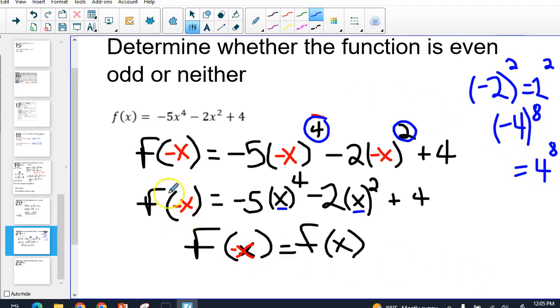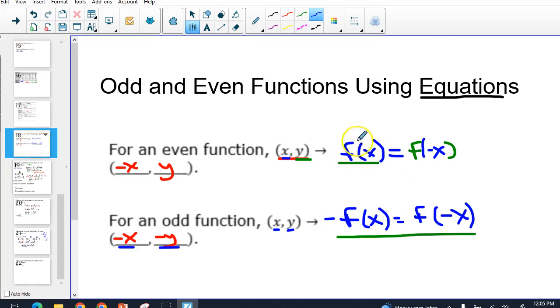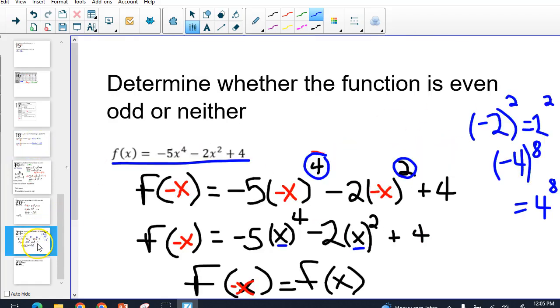So, if I plug in negative x, we get the same equation back. So it's equal to f of x. And remember from earlier, our pattern: if f of x is equal to f of negative x, we have an even function.